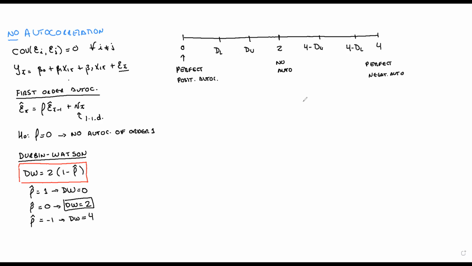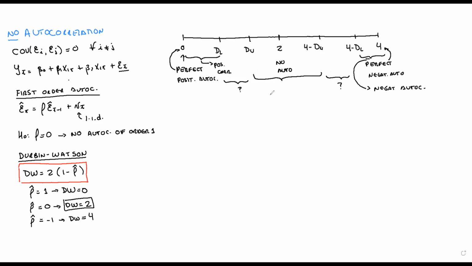Okay, so the issue is that all this part here is positive correlation. So if the test value falls in this region, you are going to have positive correlation. All this part here is going to be no autocorrelation. And all this interval here is negative autocorrelation. You see that there are two pieces of this line, this one here and this one here, where we have no clue if there is an autocorrelation of first order. We don't know. Okay? So how does this work?